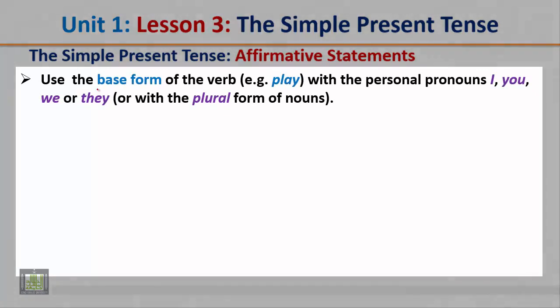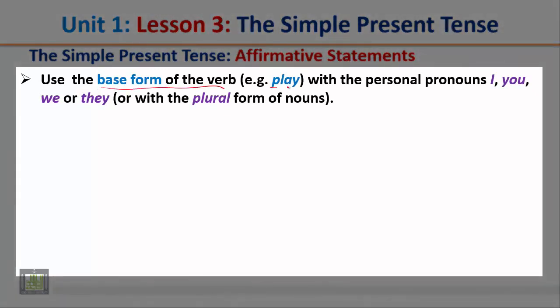Use the base form of the verb, for example play, with the personal pronouns I, you, we or they, or with the plural form of nouns. So in the present simple tense we use the base form of the verb after the pronouns I, you, we or they, or after any plural form of nouns. Now what do we mean by the base form of the verb?